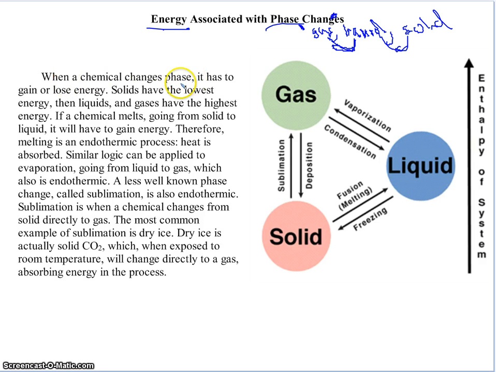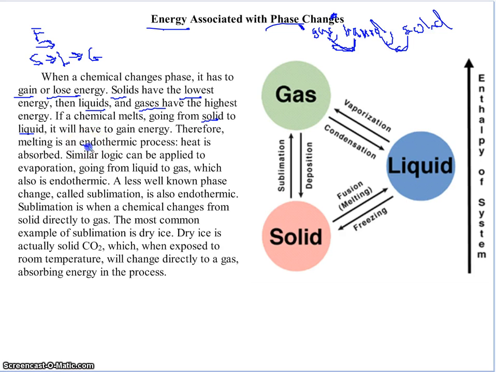When a chemical changes phase, it has to gain or lose energy. Solids have the lowest energy, then liquids, and gases have the highest energy. So as energy goes up, we go solid, liquid, gas. If a chemical melts, going from solid to liquid, it will have to gain more energy. Makes sense. Solid to liquid gains energy.